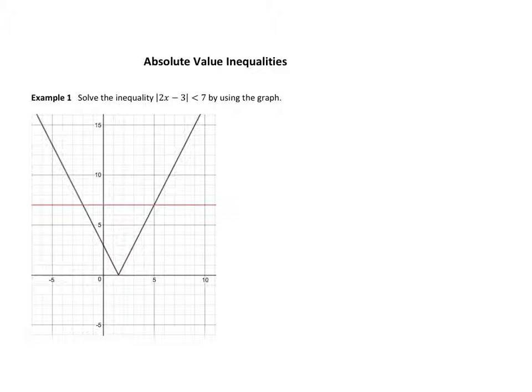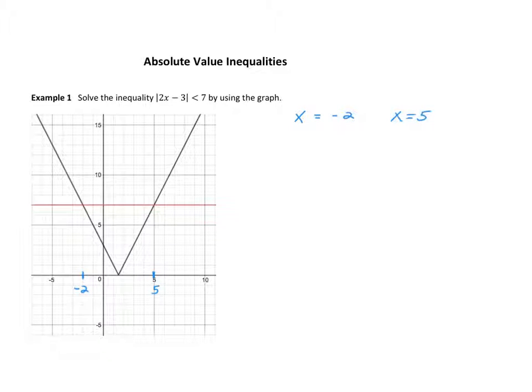To solve an absolute value inequality, we're going to use a graph. So here we have the absolute value of 2x minus 3. Where is this less than 7? In our previous lesson, we actually figured out where it was equal. Those two places where x is equal to negative 2 and also x is equal to 5. And I'm going to mark that on the x-axis. So negative 2 and also 5.